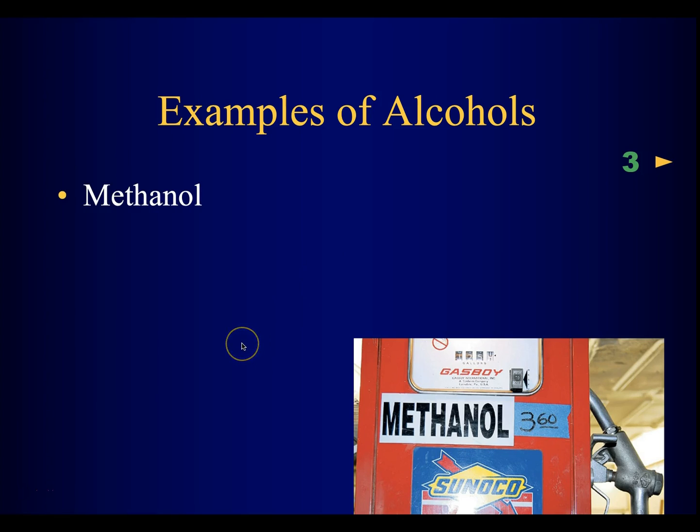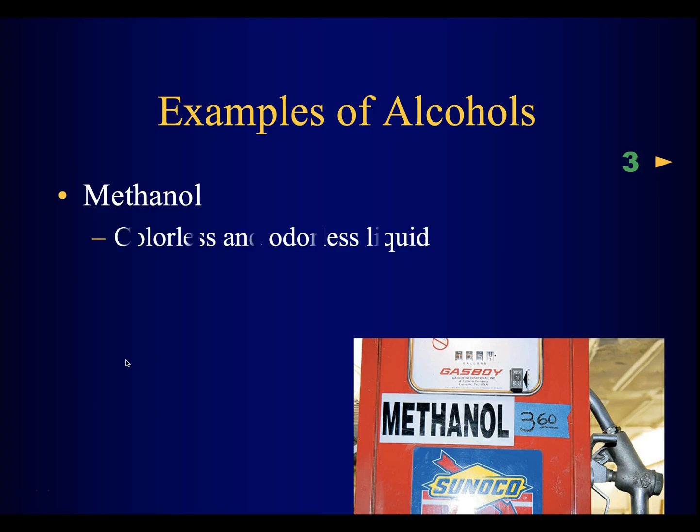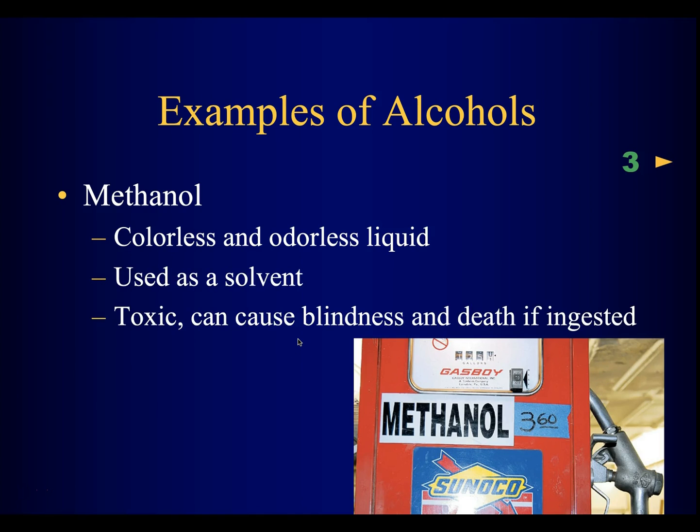Okay, so let's look at a few more of these examples of alcohols. We talked about methanol a little bit earlier. Said that this could be our racing fuel. It is a colorless and odorless liquid. It is used a lot of times as a solvent. It is toxic and can cause blindness and death if it is ingested. So you can be thinking, why the heck would somebody want to drink this? Well, some people actually drink it without knowing it.